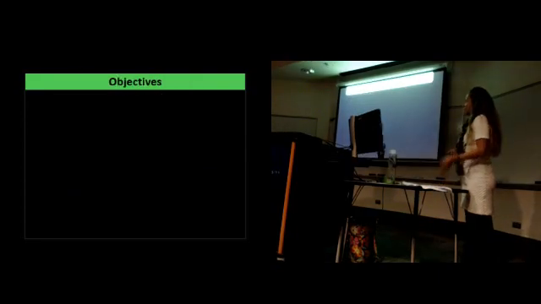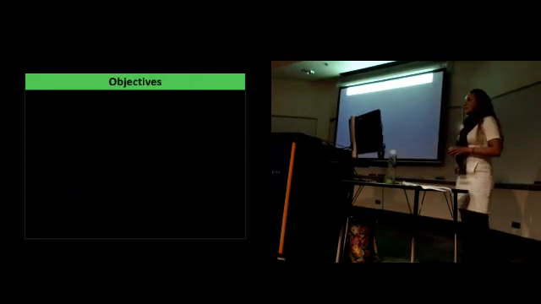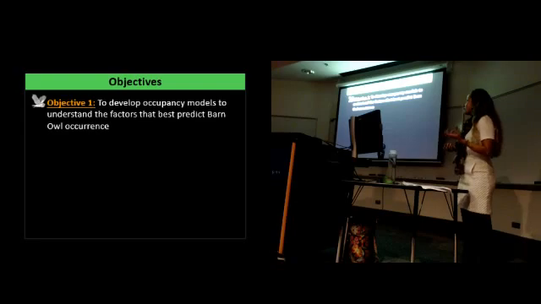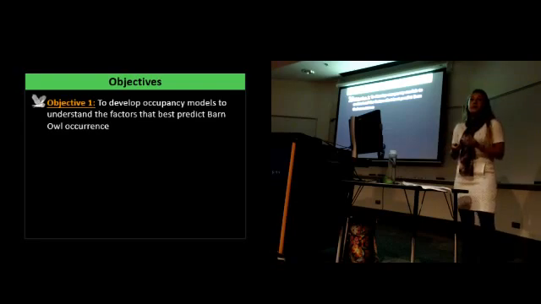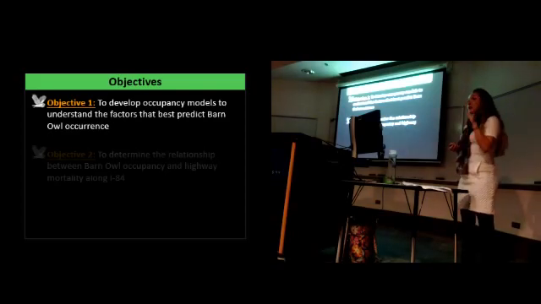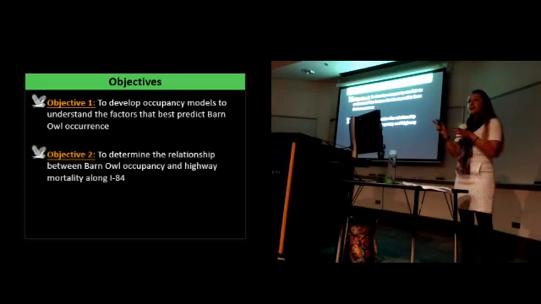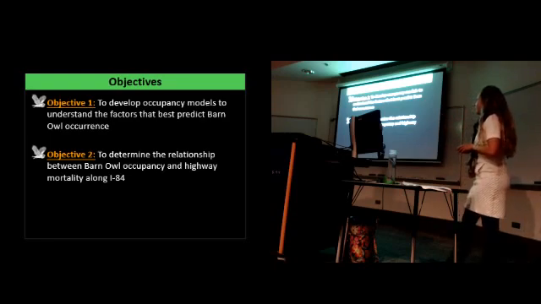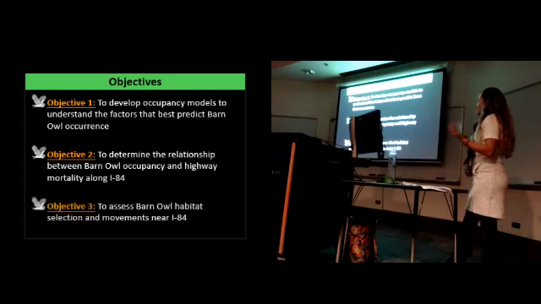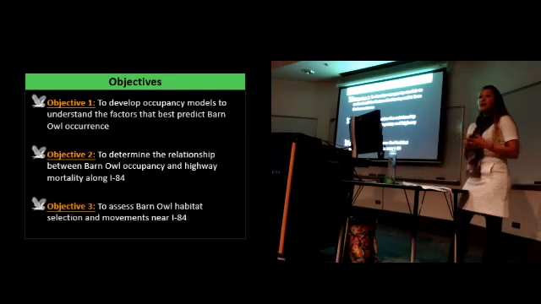These bring me to the objectives of my research. My first objective was to develop occupancy models to understand what factors best predict barn owl occurrence in southern Idaho. My second objective was to use those occupancy models to predict occupancy and then compare that with mortality on I-84 to examine the relationship between the two. And then my final objective was to conduct a behavioral and movement study to assess barn owl habitat selection near I-84.